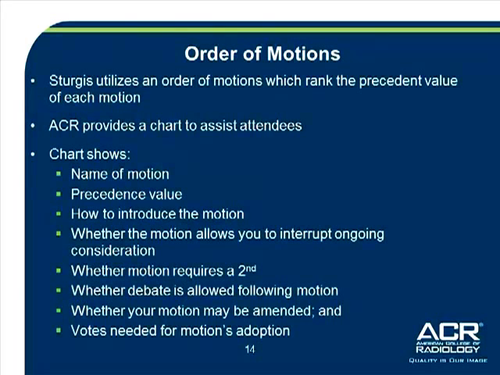Sturgis utilizes a parliamentary order of motions, which ranks the precedent value of each motion. The ACR provides a chart in its agenda book materials that provides the rank order of motions in Sturgis. The chart provides what the motion is, what you would say in making the motion, whether the motion allows you to interrupt the discussion, whether your motion requires a second, whether debate is allowed following your motion, whether your motion may be amended, and the votes needed for your motion to be adopted.